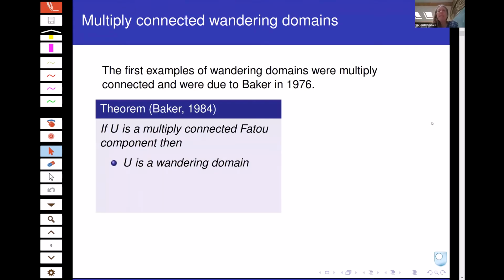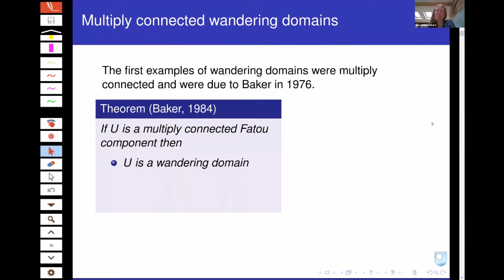And then having done that, he put this really, really nice theorem, which said that whenever you have a multiply connected Fatou component, as soon as you've got a hole in your Fatou component, then it will always be a wandering domain. So when we have loads of wandering domains, and actually he proved much more than that, they have a very similar type of behaviour.